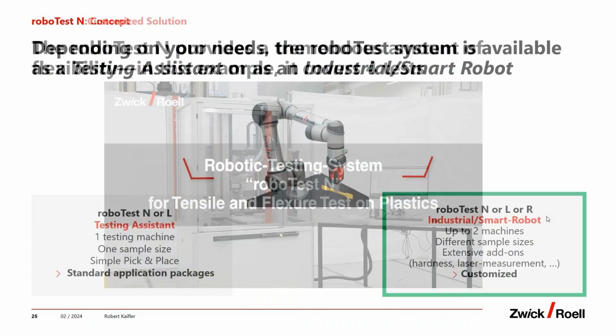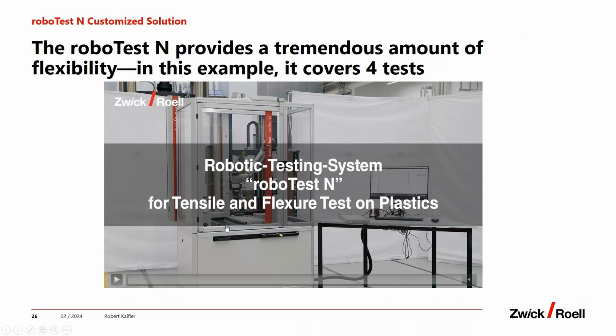First, I brought with me one video. At first instance, this seems a standard roboTest N system. Again, we have this UR robot, this Universal Robot. We call it roboTest N. And in this case, we are not covering only one test, like tensile or flexure, but we are covering 4 tests. How does it look?